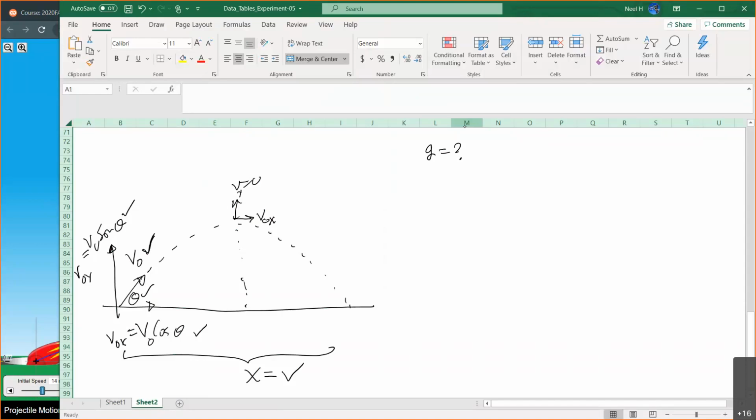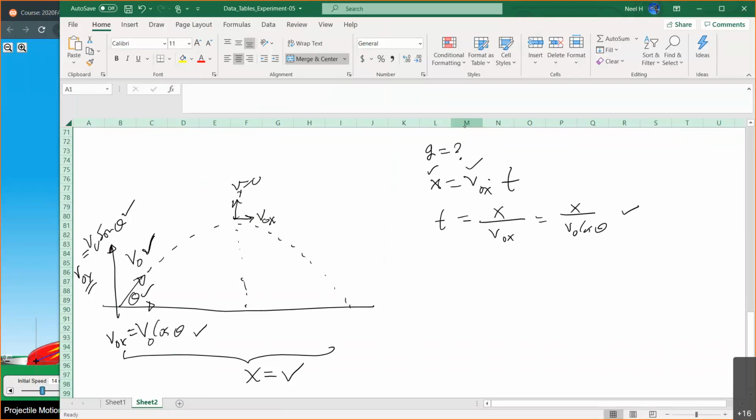I know the range, right? I know the range equation. The range equation is going to be what? V0x times t. That's the range equation. I know that, which means I know this, I know this. I can actually calculate the time, for example. Time is easily calculated, x divided by V0x, and V0x is V0 times cosine theta. That can be done.